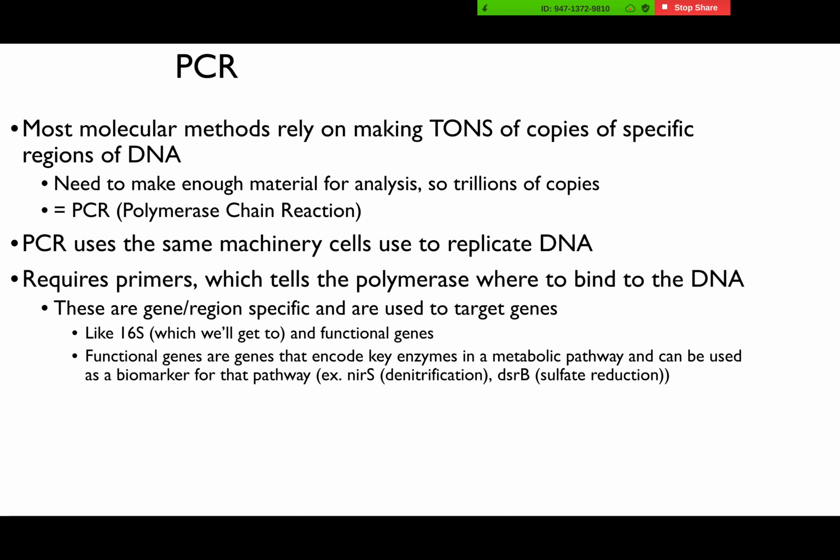Now, molecular methods themselves rely on making tons and tons of copies of a specific region of DNA. We need to make enough material for analysis, so we need trillions of copies. This method of making trillions of copies is, again, PCR, or polymerase chain reaction. PCR is an interesting technique because it uses the same machinery cells use to replicate DNA: primers, DNA polymerases, buffers, things like that. PCR uses all of them.